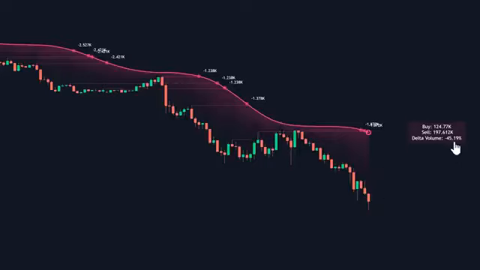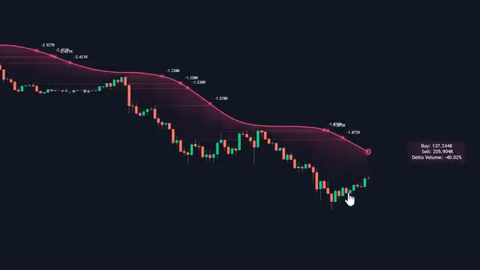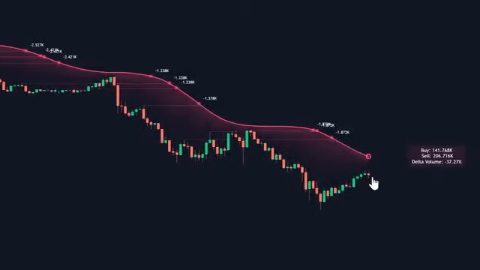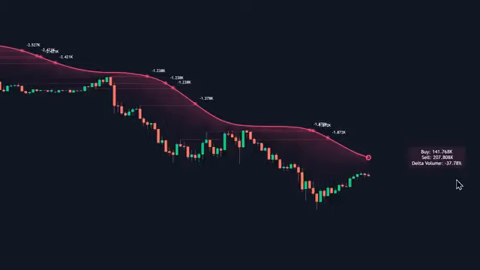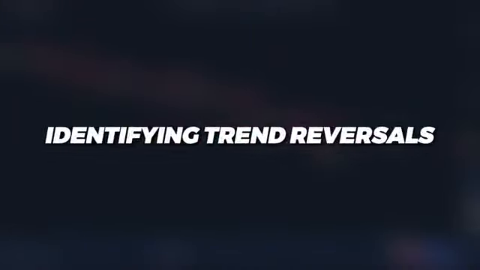For example, if we play this section, you will notice that the market is experiencing a pullback with more green candles appearing. This causes the delta volume to become less negative, signaling a weakening trend. Eventually, if this continues, it can indicate a potential trend reversal, which brings us to another important application of this indicator, which is identifying trend reversals.